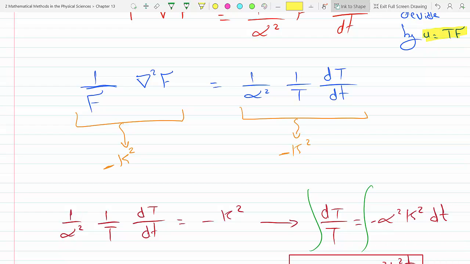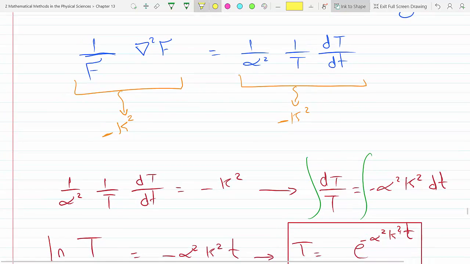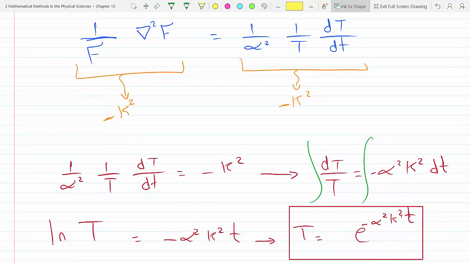Multiply alpha squared on the right hand side and the dt on the right hand side, and integrate both sides. Integral of dT over T is ln T. Here it is, integral of dt is just t. Alpha squared and k squared are constants. So that means solve for T, exponentiate this, so T becomes e to the minus alpha squared k squared t.